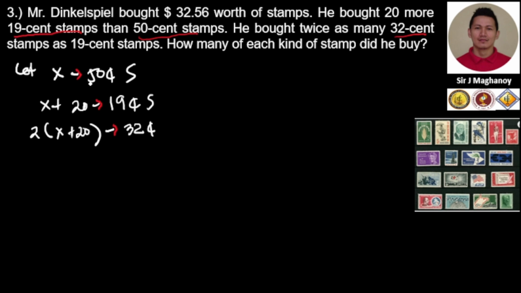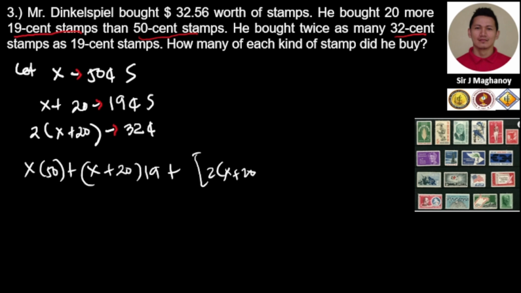Like in peso, in coin problems we have a multiplier. We have 32 cents, 19 cents, and 50 cents, so that we can use them like we did in our coin problems. If it is in cents, for x 50-cent stamps our multiplier is 50, plus (x plus 20) multiplied by our multiplier, 19 cents, plus 2(x plus 20).